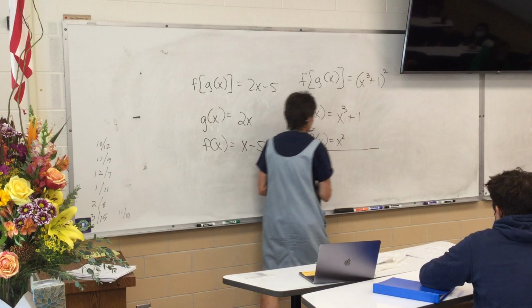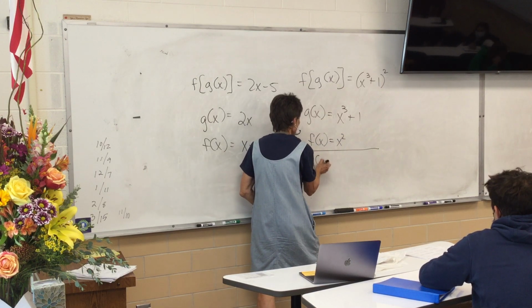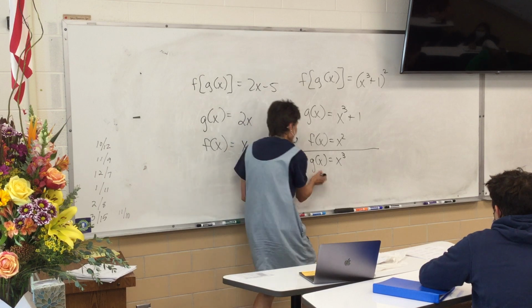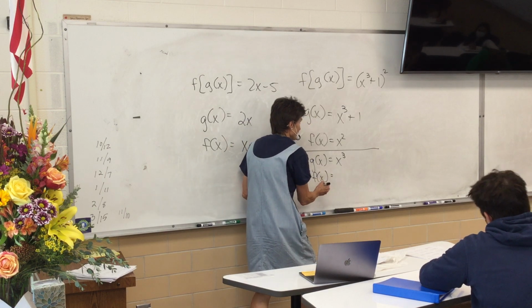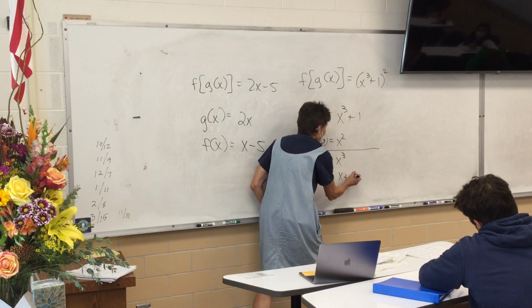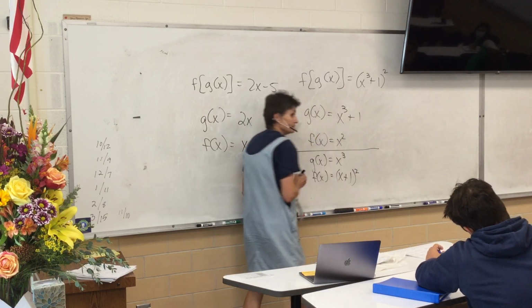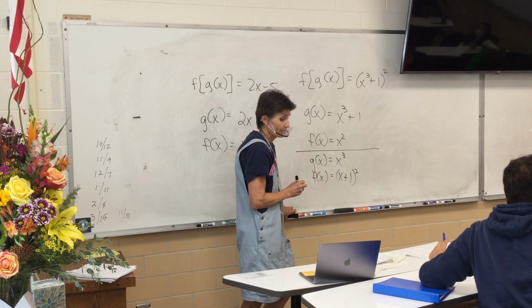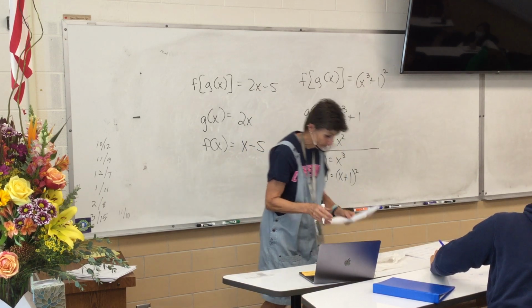Now, somebody else might say, I'm going to let my first one be x cubed. Then what does the second one have to do? X plus 1 squared. It has to add that and then square it. All right, try the last one on your own.